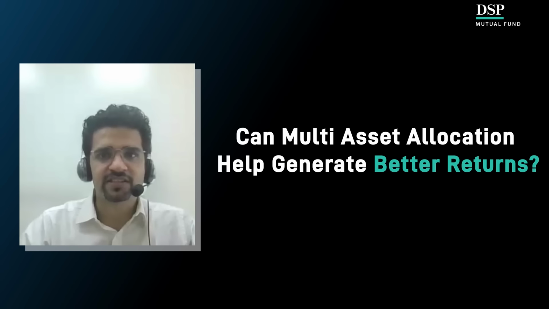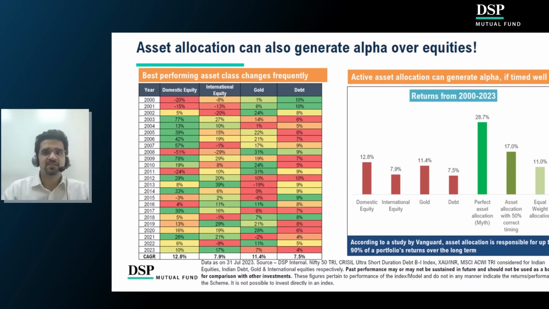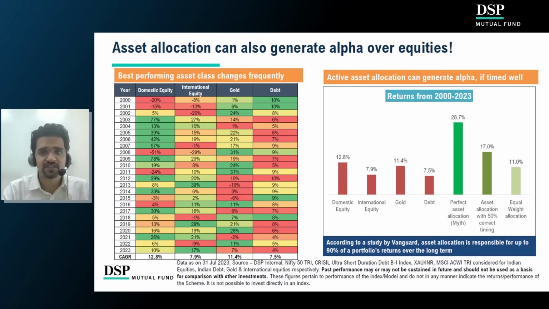Can multi-asset allocation help investors generate returns which are better than all these asset classes? Let's look at some combinations which can give some useful insight. Let's say an investor is able to time the market well, and every year invests in the best performing asset class. For example, in the year 2000, the investor invested in debt. In 2001, also in debt. In 2002, the investor goes on to invest in gold, and so on.